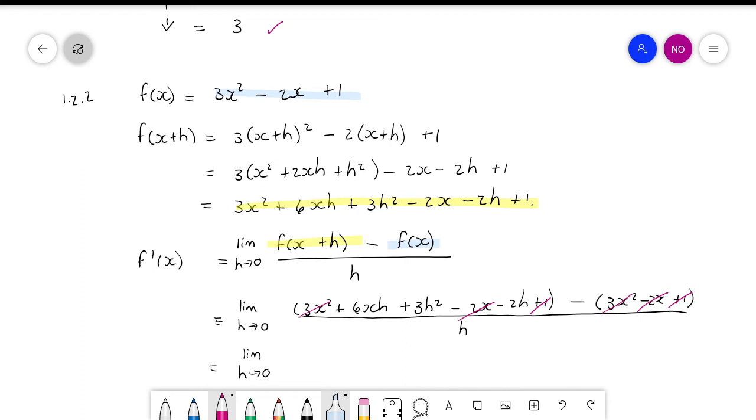Byvoorbeeld hierdie minus 1 is nogal een wat mens maklik sal vergeet, because you're doing all of these brackets and everything and you forget to carry the plus 1. So make sure that all of your f of x terms cancels out with something in the f of x plus h. It's always going to be like that. And grade 12, you can't skip over this step because you get a mark for substitution.